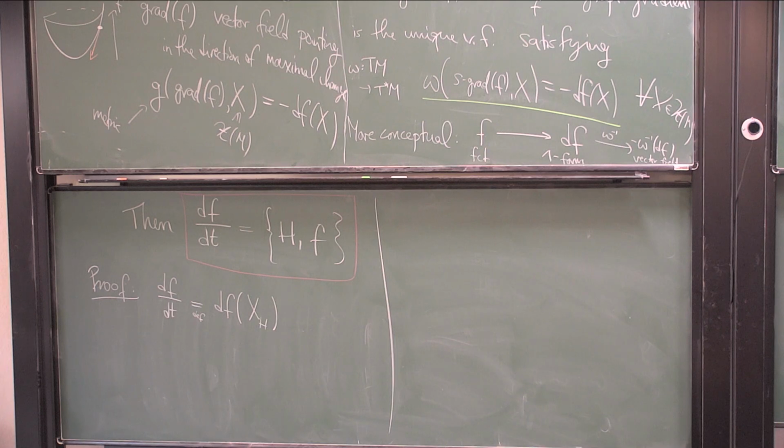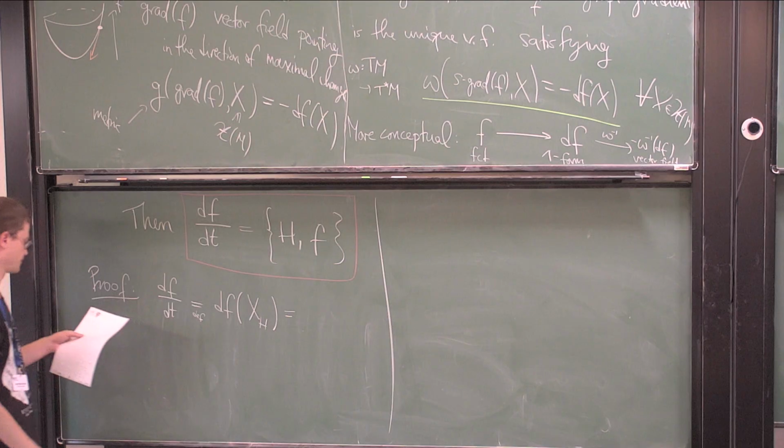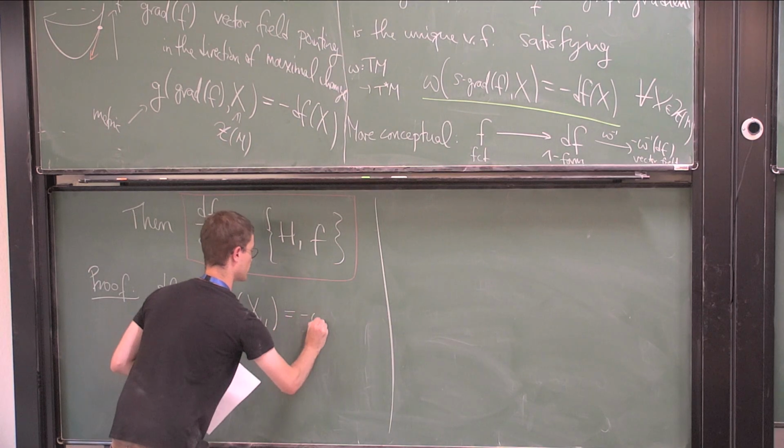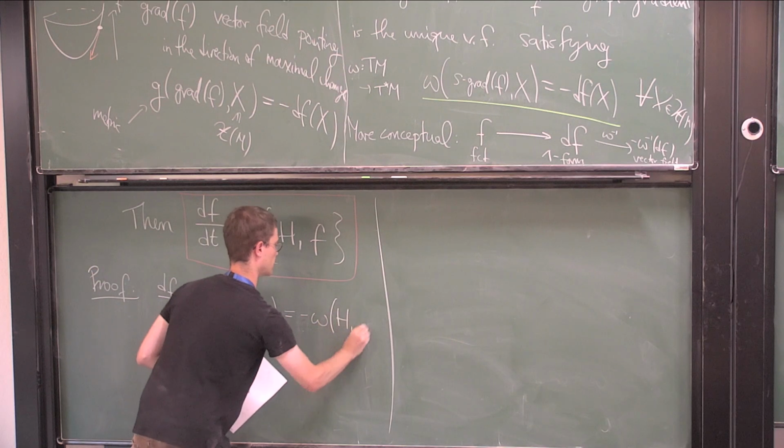And once you're there, you just apply definitions. The definition of the symplectic gradient is that this is minus omega. So the minus sign is actually here, H f, right?